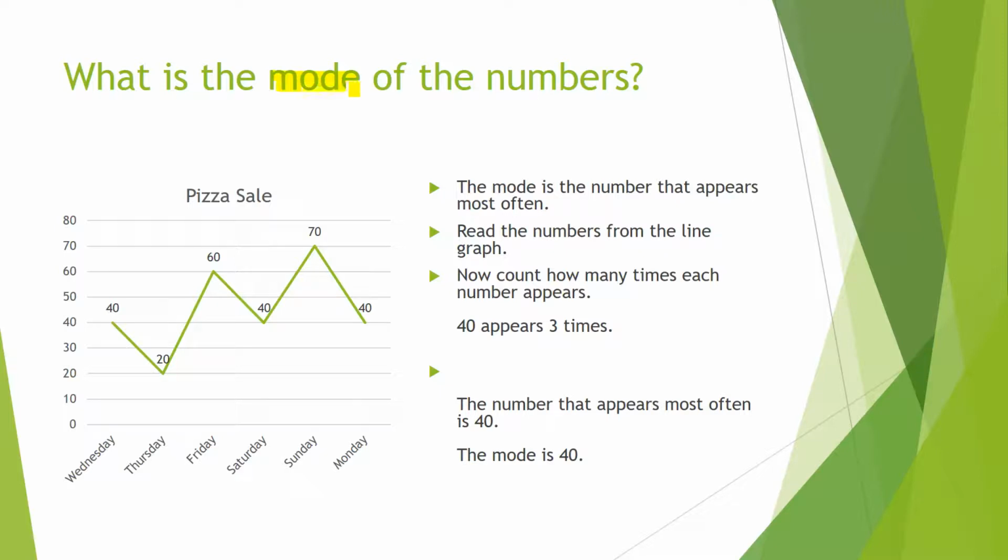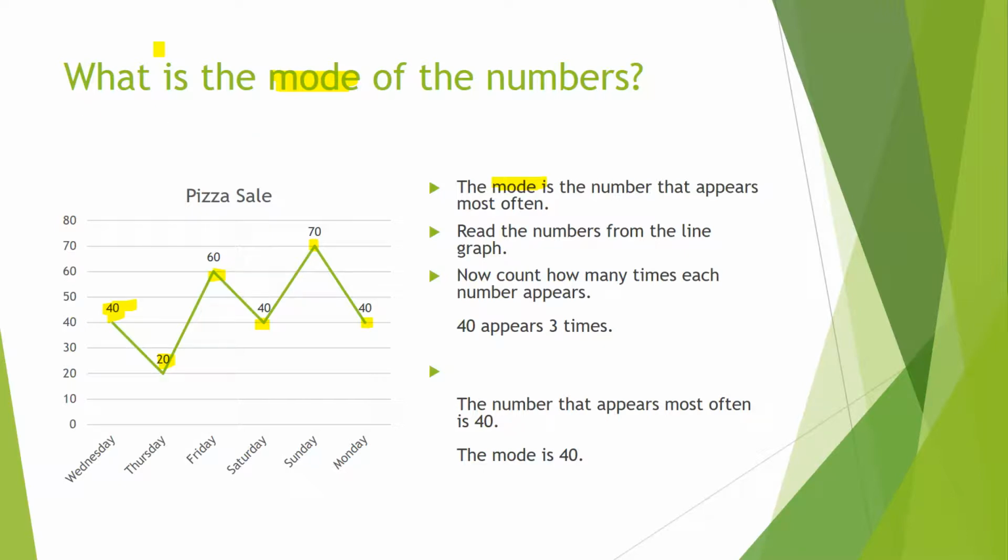Now is the mode. You have to find the mode with the help of this graph. What is actually the mode? The mode is the number that appears most often. First you should know how to read these graphs. These are the pizza sales. Suppose on Wednesday pizza sales are 40, on Thursday 20, Friday 60, and so on. These are the points, so you have to read the numbers from the line graph.